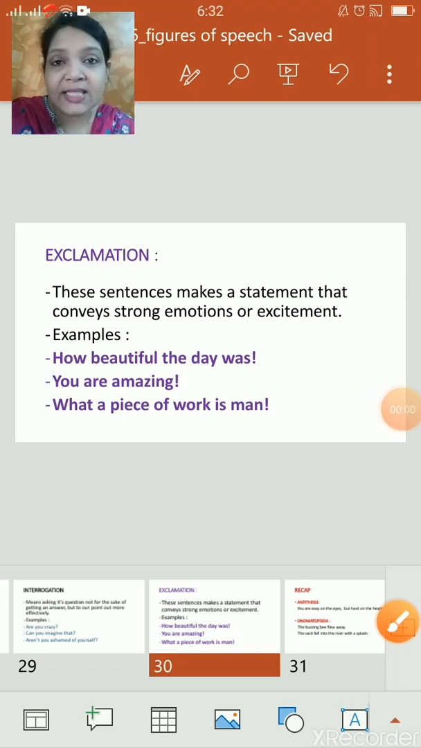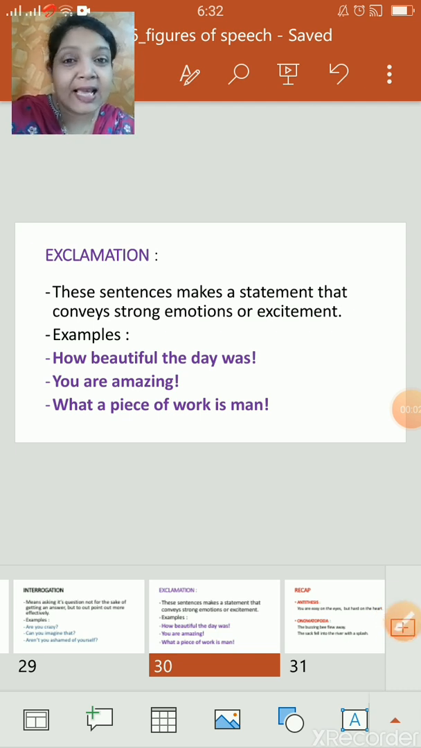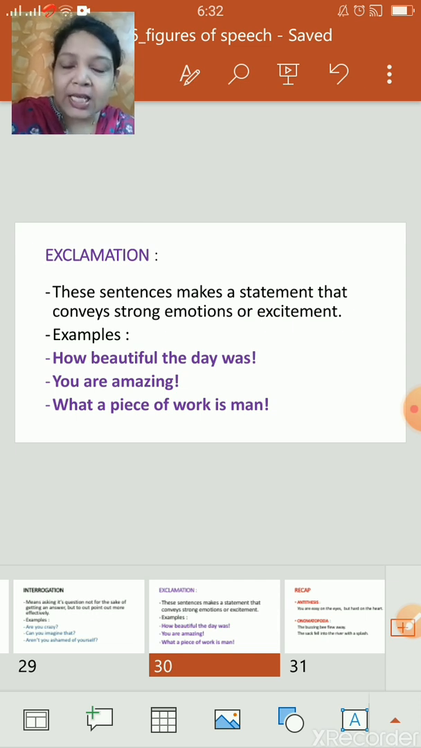All right, now let us start with the next topic, that is exclamation. Now, students, what do you mean by exclamation? Now, when you pass on some kind of sentences with a lot of expressions, emotions, or excitement, these kinds of sentences are called exclamation. So, I've given you a few examples like, how beautiful the day was. Yes, so I'm expressing that my day was beautiful.